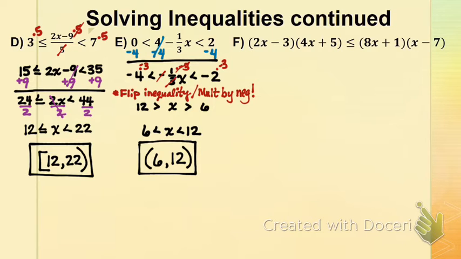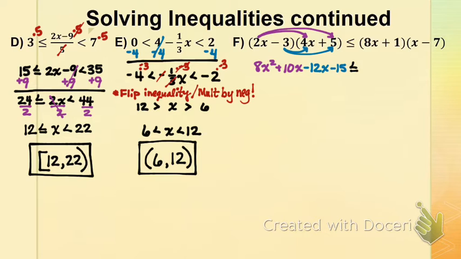Last one on this page here. Where should I start problem F at? Distribute. We've got to use double distribution here because we've got binomials. So I distribute my 2x to both pieces and my -3. So I get 8x squared. I'm going to write that in purple so that I can see where everything's coming from. 8x squared plus 10x, and then minus 12x minus 15.